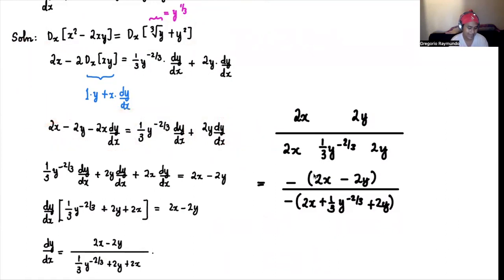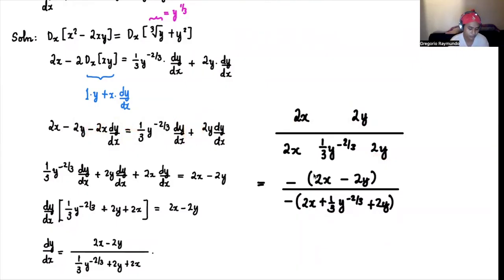Step 2, lahat ng mga walang dy over dx. Walang dy over dx to, no? Ito lang yung dalawa. Lagay mo sa numerator, 2x, 2y. Ignore mo muna yung signs. Yung mga may dy over dx, lagay mo sa denominator, 2x, 1/3 y to the negative 2/3, 2y. Ignoring the signs. Okay? Ignore mo yung mga signs nila.